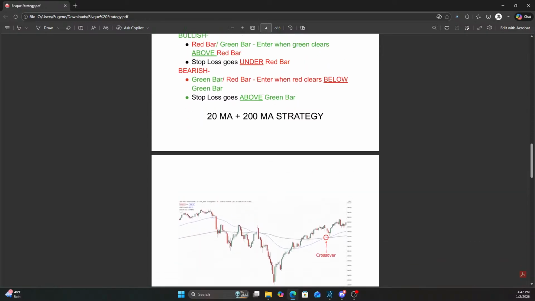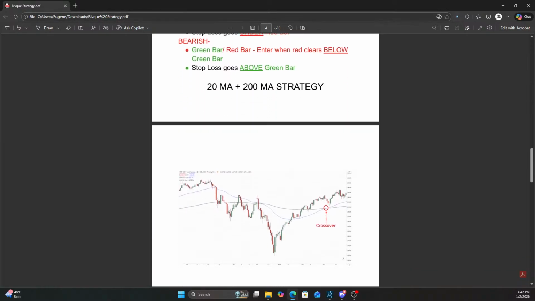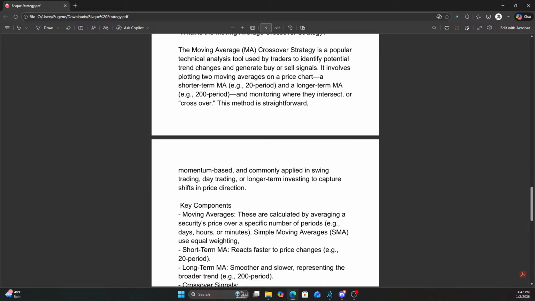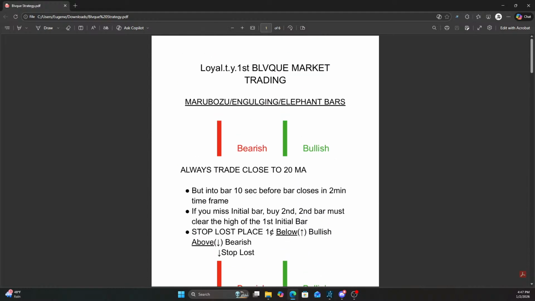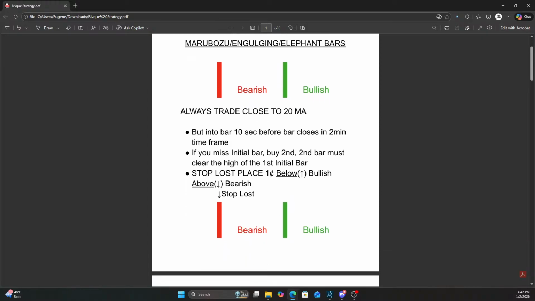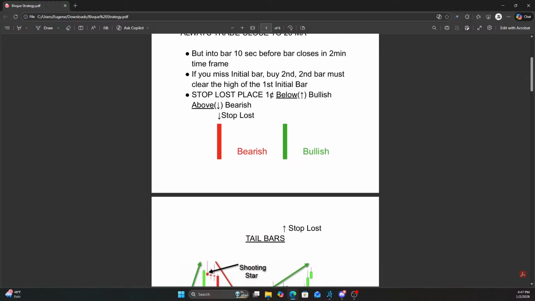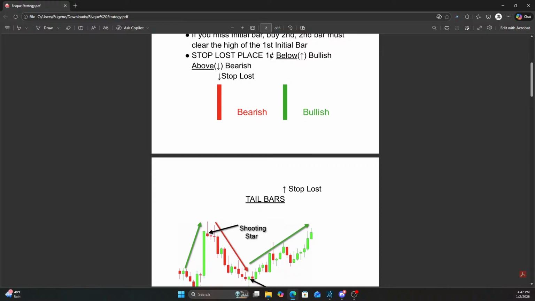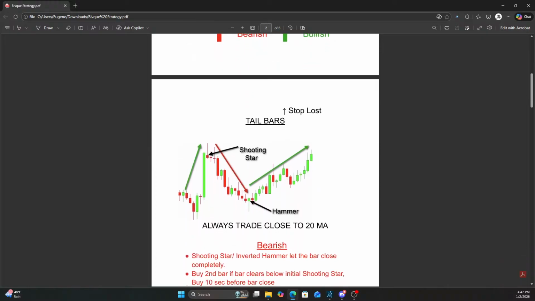Everything's close to the 20. All right, so this is what we're looking at. Matter of fact, scroll down. That's the strategy, ladies and gentlemen.